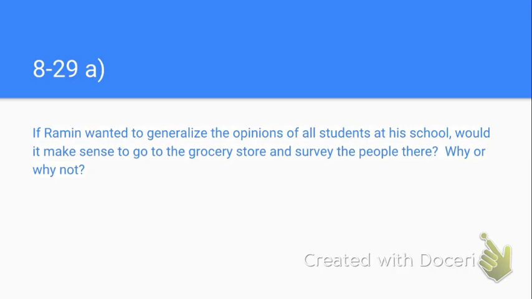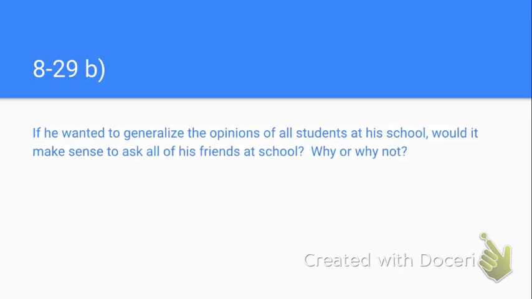Hopefully, you notice that if he wanted to find opinions about his students, going to the grocery store isn't going to be a good idea because those aren't the students at his school. He may find some of the students from his school, but he's also going to find parents. He's going to find people who don't have any association with the school at all. And so this would not be a good representative sample because a lot of the people in there would not be among the population he's looking for.